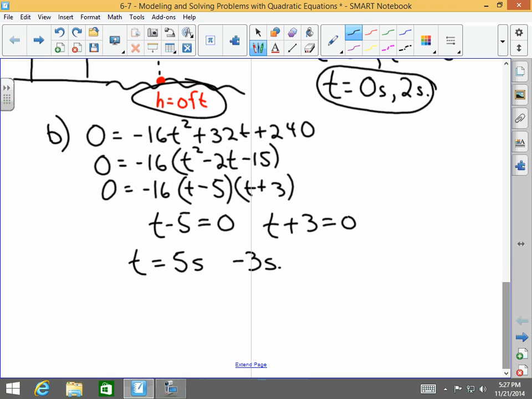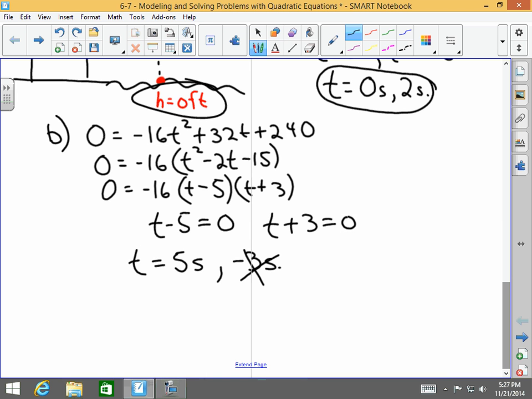Now, negative 3 seconds cannot exist. There cannot be negative 3 seconds. Time just doesn't work that way. You can't have negative time. So it's going to take 5 seconds for that ball to hit the surface of the water.